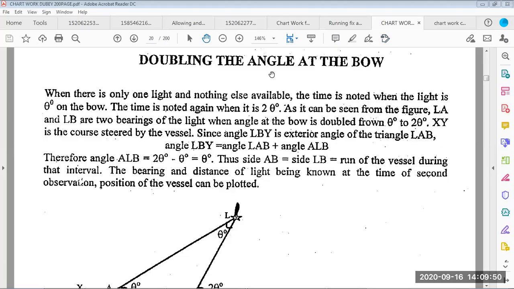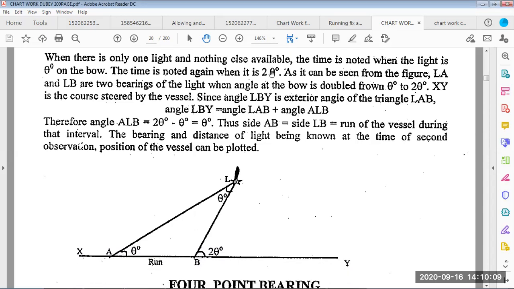So we have seen that doubling the angle at the bow is done when there is one light and nothing else is available. The time is noted when the light is at some angle at the bow, theta degrees. Then we keep moving in that direction, and we note the time when the same light is at 2 theta degrees at the bow, and that is doubling the angle at the bow.